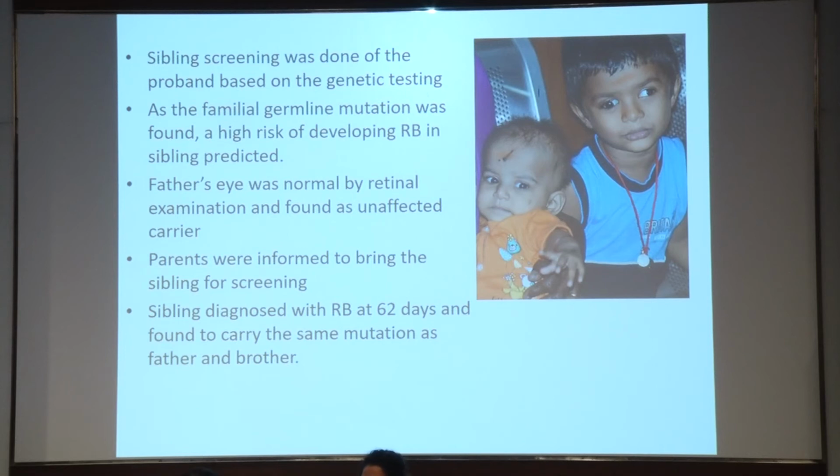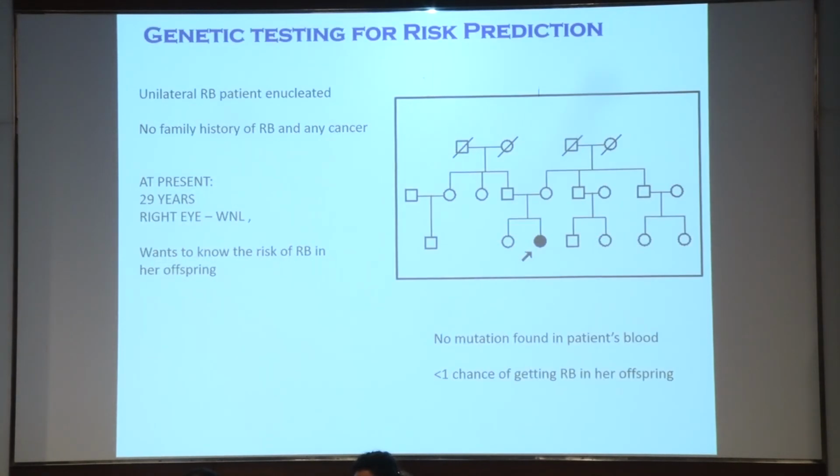So the next sibling was brought in very early, and it was found that both the father and the children carried the same mutation. Why am I stressing early arrival? When the child is brought in early, the treatment is easy and you can salvage not only the globe but also the vision.